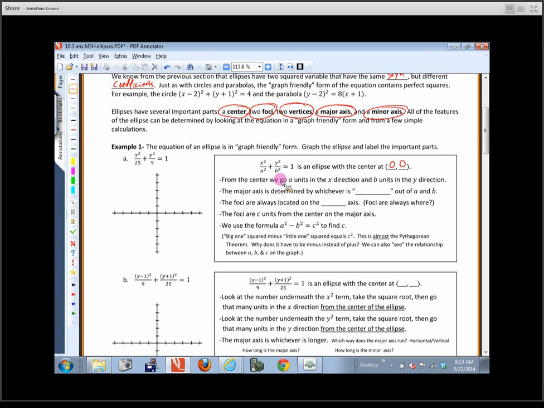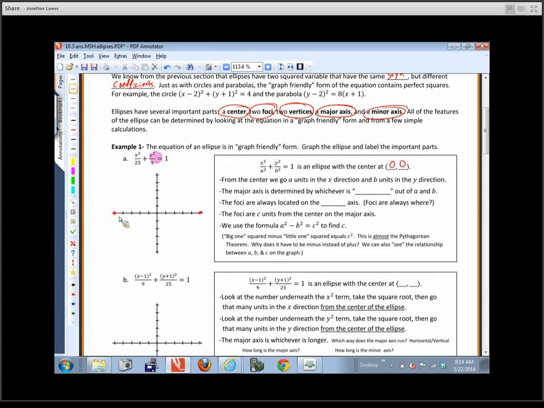So let's go ahead and start graphing this. So the center is at 0, 0. That's not part of the ellipse, that's just where it's located. And in the x direction, I'm going to go the square root of this number right here. So find the x, take the square root of the number underneath the x, and we're going to go 1, 2, 3, 4, 5 units from the center in that direction, and 5 units from the center in that direction.